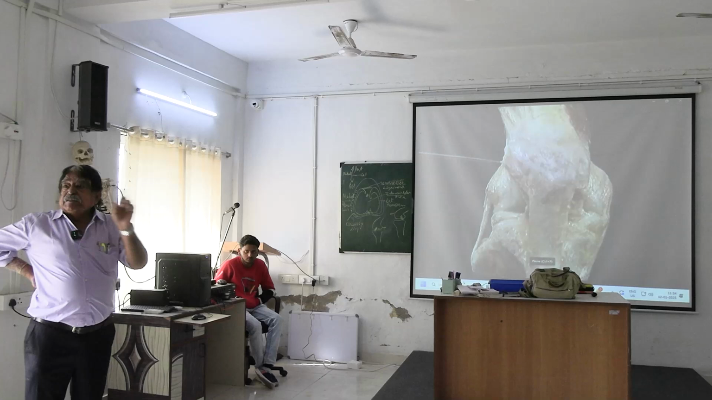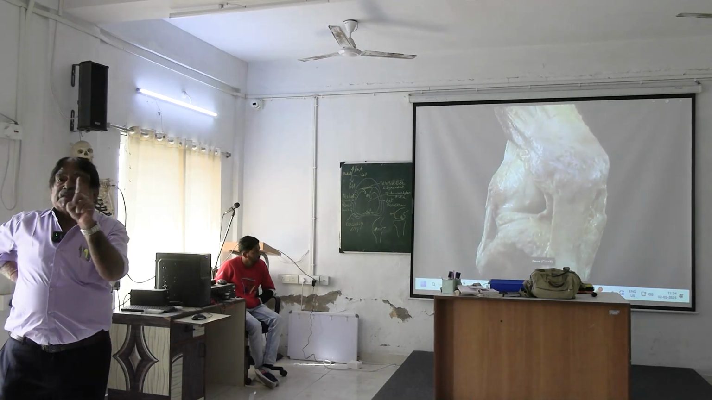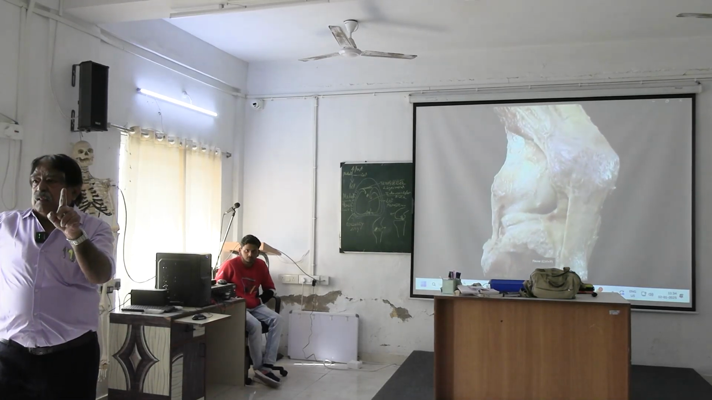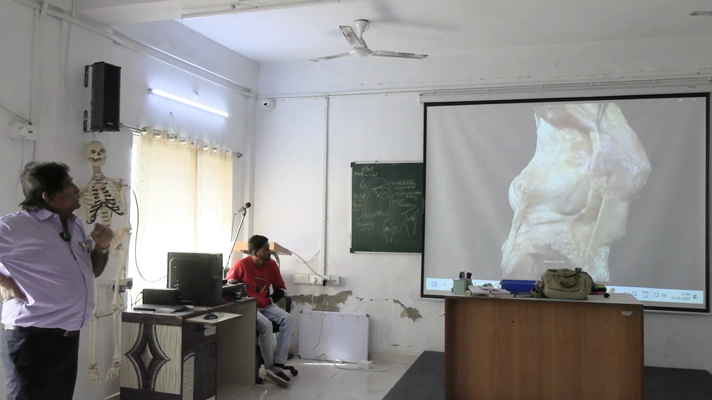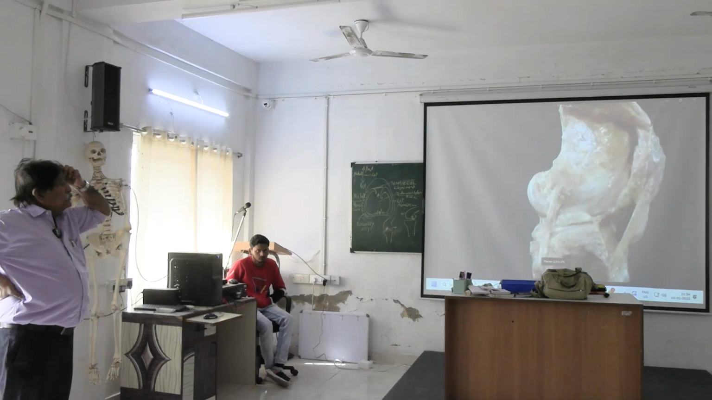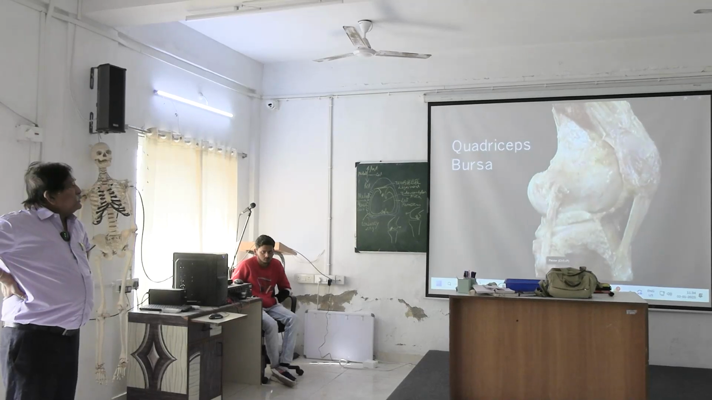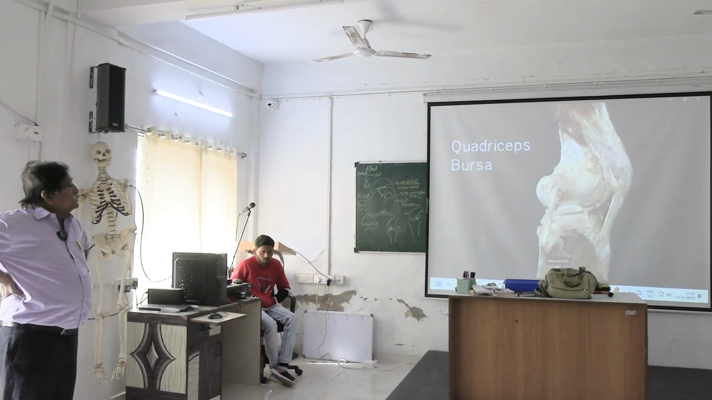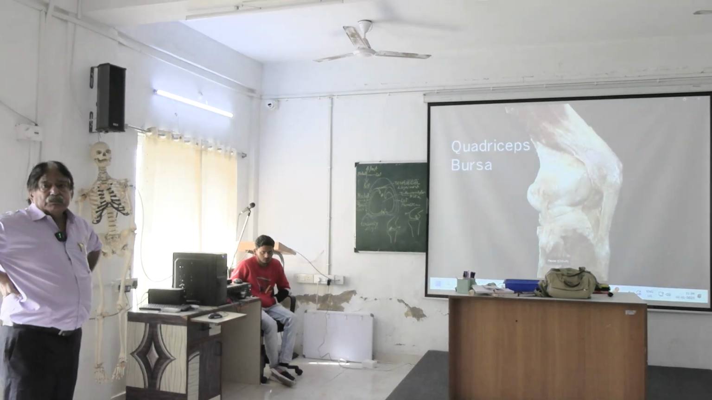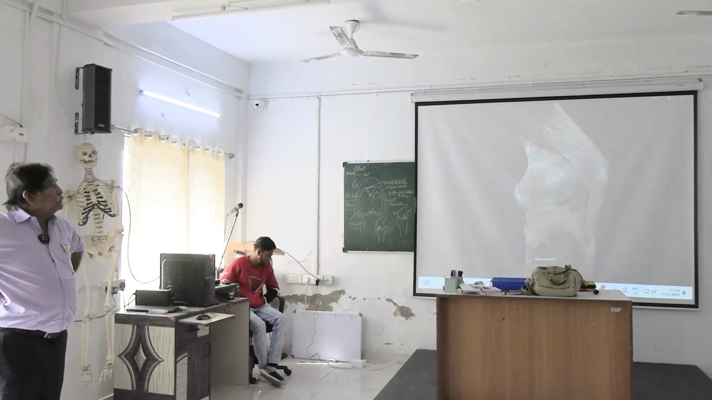It is not plastic, it's a human body plasticized. See, quadriceps bursa. This lubricated pocket enables the quadriceps to slide easily on the femur.